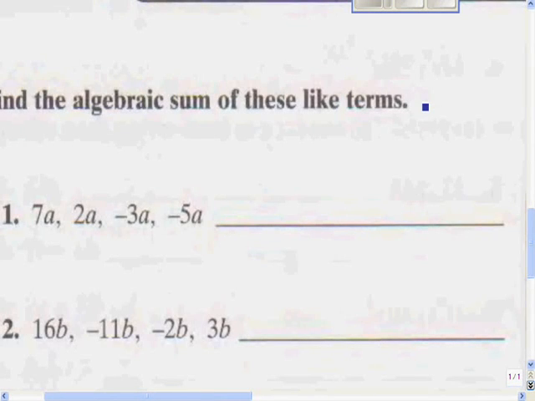Okay, now that you know what a like term is, you can now add and subtract like terms. You can't add or subtract unlike terms, but you can add or subtract like terms. When adding and subtracting in algebra, you have to remember that when the signs are different, you subtract. And the sign of the bigger number is going to be the sign of your answer. When the signs are the same, you add. Even though they're both negative, you're still going to add.